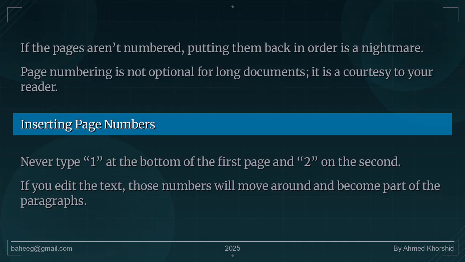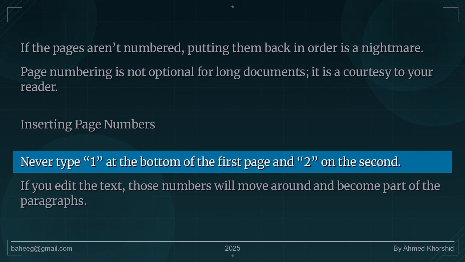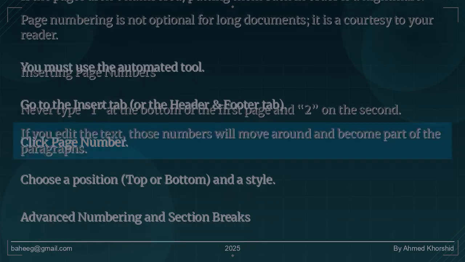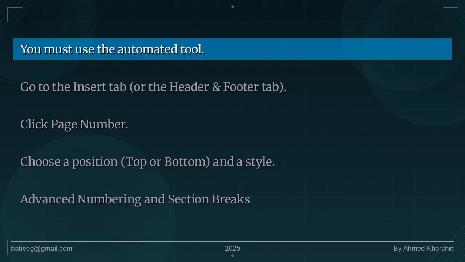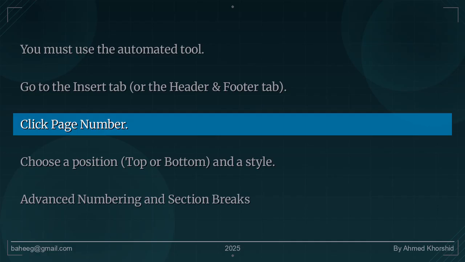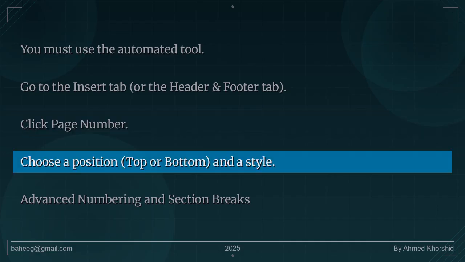Inserting page numbers. Never type 1 at the bottom of the first page and 2 on the second. If you edit the text, those numbers will move around and become part of the paragraphs. You must use the automated tool. Go to the Insert tab or the Header and Footer tab. Click Page Number. Choose a position, top or bottom, and a style.